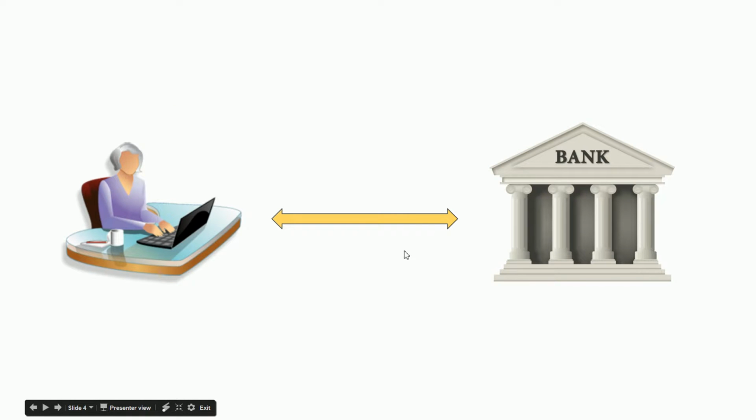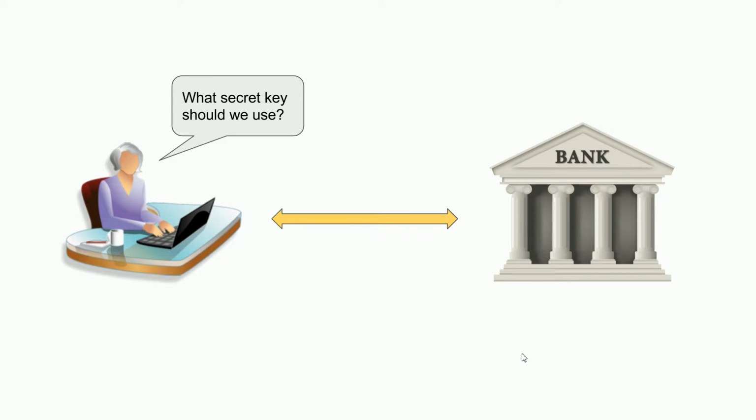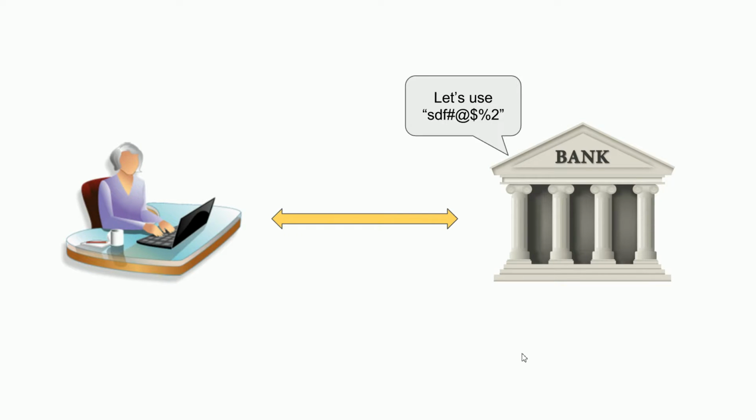So let's say you've got your laptop and you want to talk to your bank, so you open up a web page and do some banking. It would be nice to use some sort of encryption so people can't see what's going on between you and the bank. So how would this work using symmetric encryption? You might, for example, ask the bank over the communication lines what secret key you should use, and the bank will say, let's use this random key I just made up.